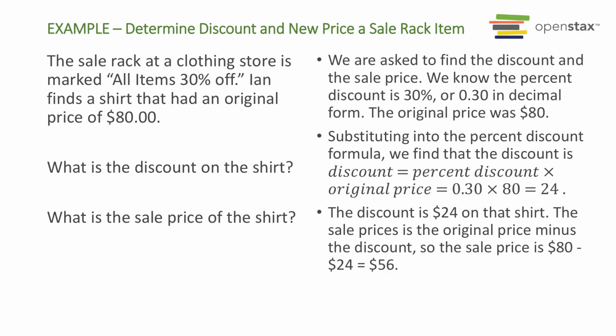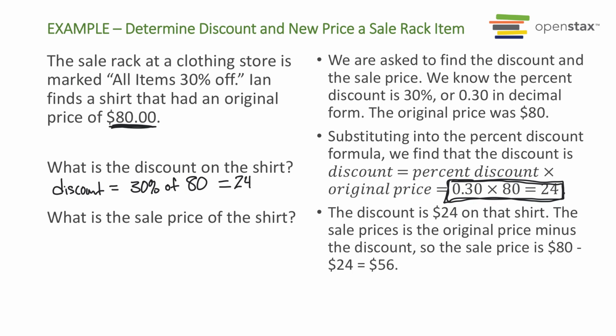So the sale rack at a clothing store is marked all items 30% off, and Ian finds a shirt that had an original price of $80. So we first want to calculate the discount and then what's the sale price. So the discount, again, is going to be 30% of $80. And so 30% of $80 over here, the math is on the screen. So that's going to be 0.3 times 80. So that's going to be $24.